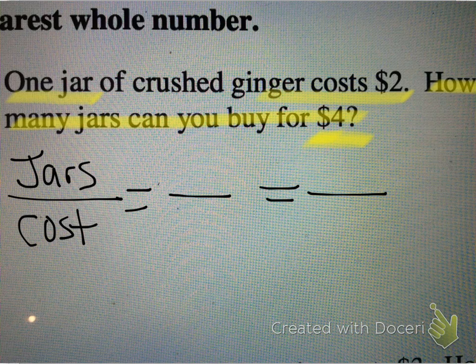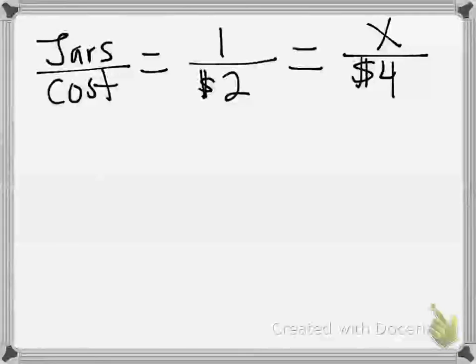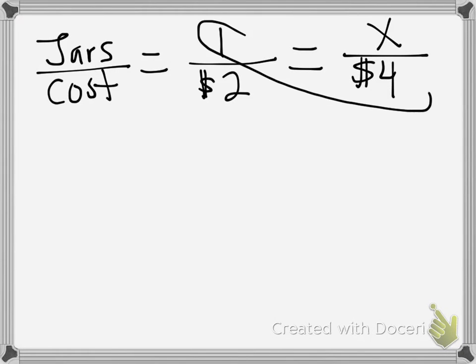We said that jars were going to go to the top, so the first one we have was 1 jar. And then my cost for 1 jar was $2. The next thing they told me, they wanted to know how many jars I have, so I don't have any jars at the top yet, but I do have a cost of $4. So I can plug in a variable. I'm going to plug in X. And then I'm going to solve this proportion. Okay, so I'm going to butterfly it.